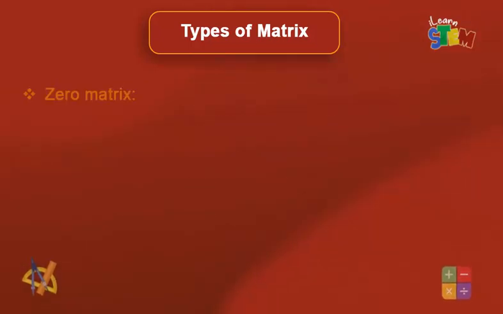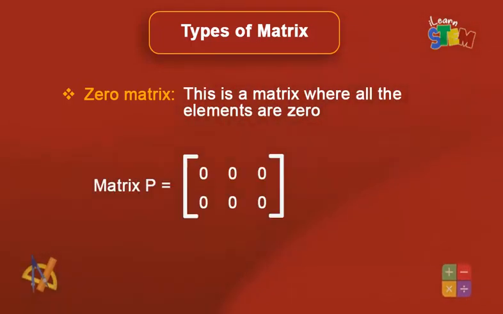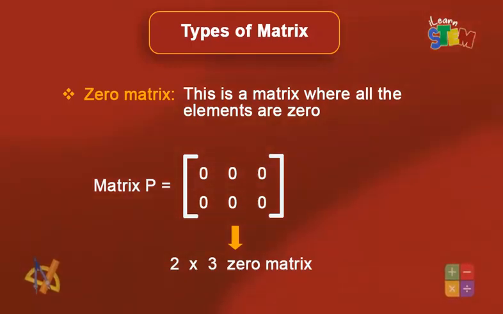4. Zero matrix. This is a type of matrix where all the elements are 0. For example, in the matrix below, all the numbers are 0. So we can say that it is a 2 by 3 zero matrix. That's very good. Let's take some assignment.